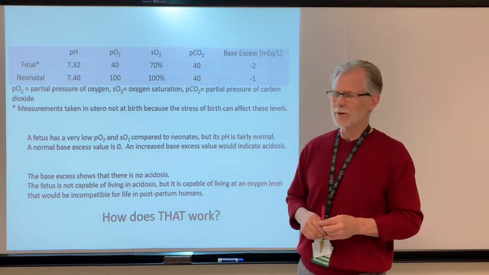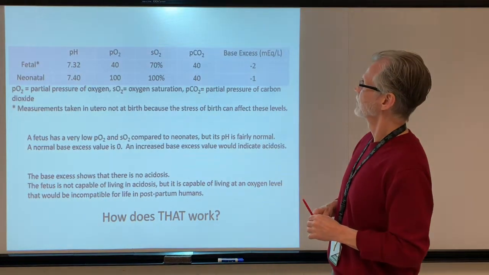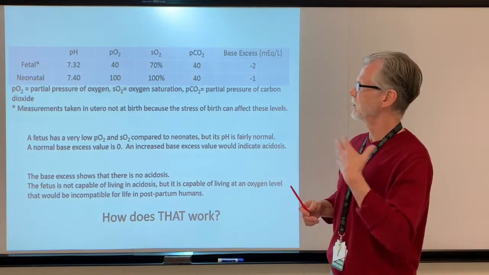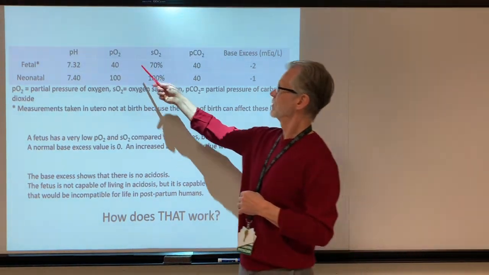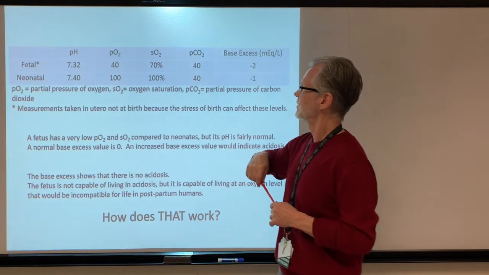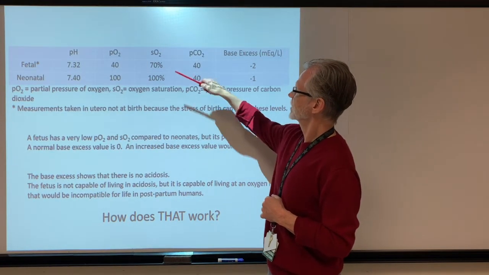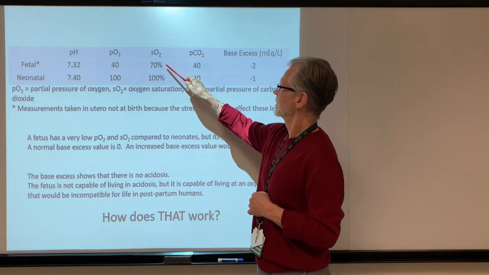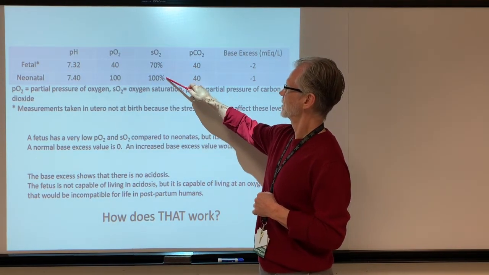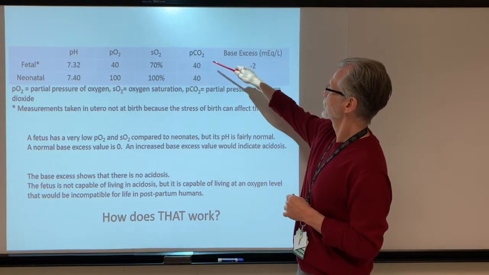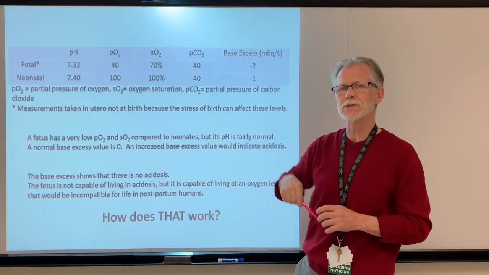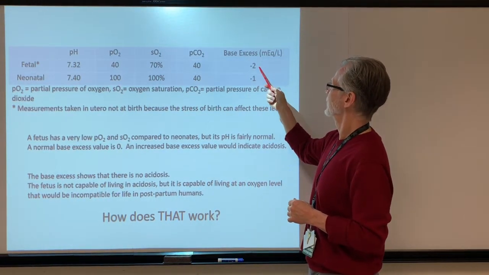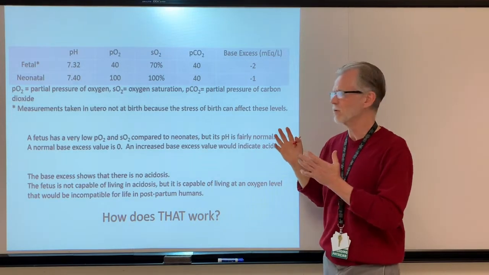This is a diagram of the fetal pH compared to neonatal, or us. Fetal PO2 compared to neonatal or adult. But surprisingly, the saturation of the fetus, despite its low PO2, is up to 70%, not as much as us. PCO2 is quickly exchanged across the placental membrane. And importantly, the base excess is relatively normal.